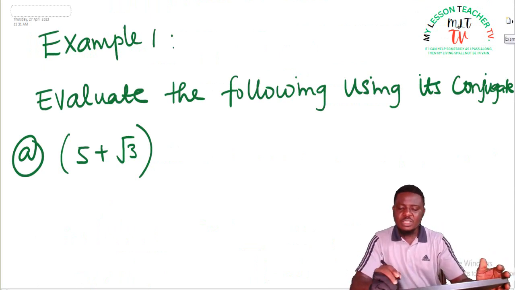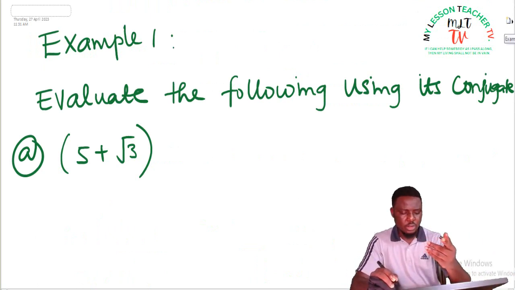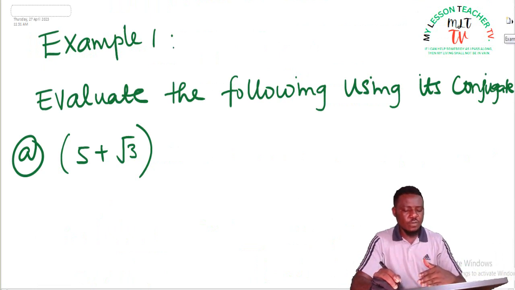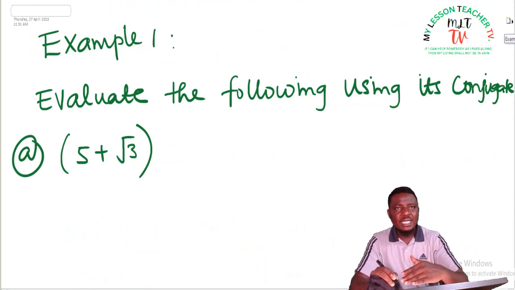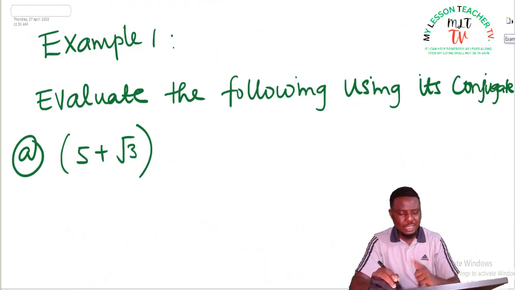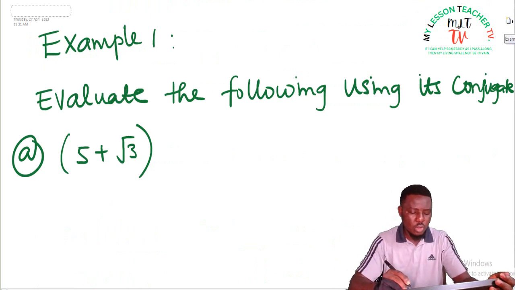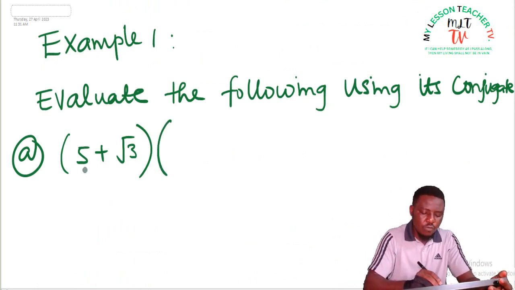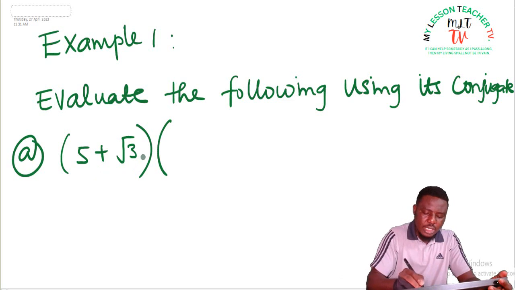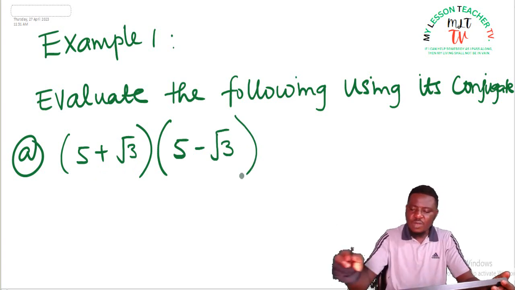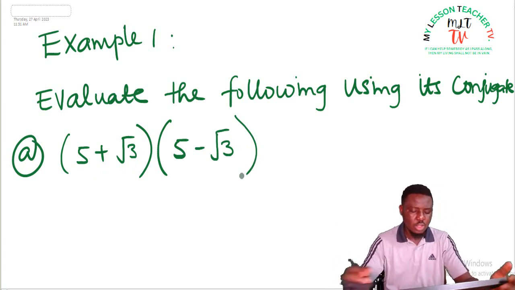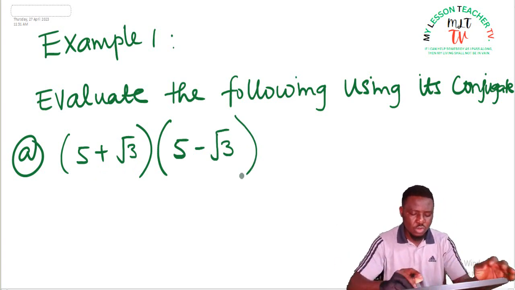We are asked to evaluate the following using its conjugate. So all you need to do is to first of all get the conjugate of the binomial surd and then multiply it. When you do that, you will end up rationalizing the surd. So the conjugate of 5 plus root 3 can be said to be 5 minus root 3. So we multiply this using its conjugate.